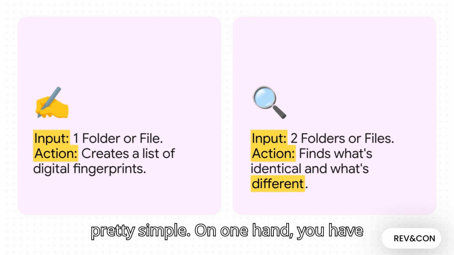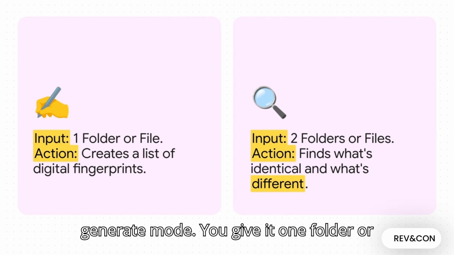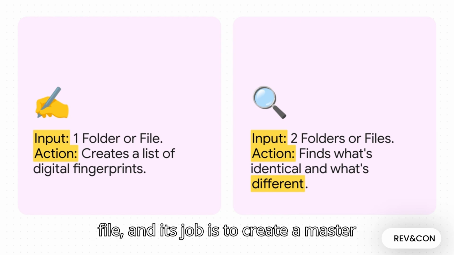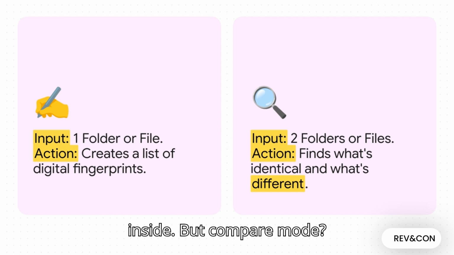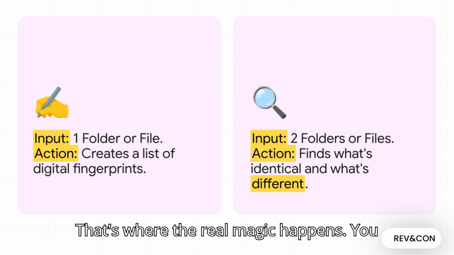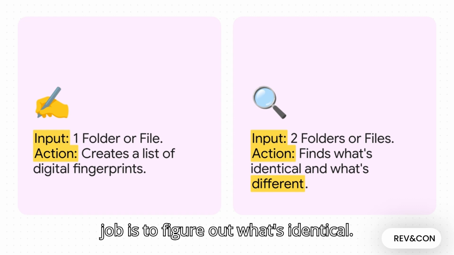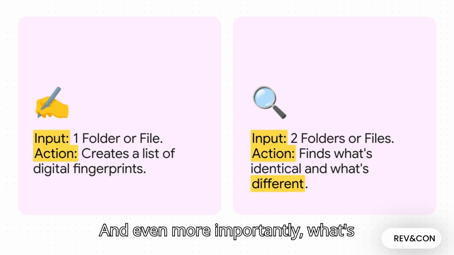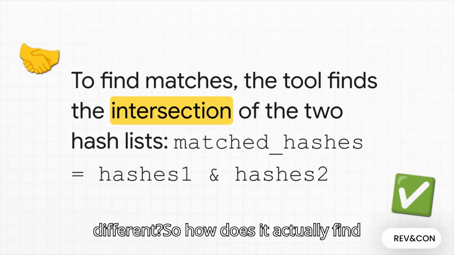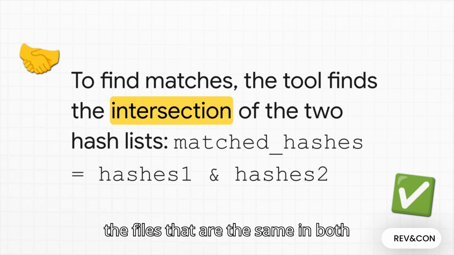They're pretty simple. On one hand, you have generate mode. You give it one folder or file, and its job is to create a master list of all the digital fingerprints inside. But compare mode, that's where the real magic happens. You give it two things to look at, and its job is to figure out what's identical, and even more importantly, what's different.